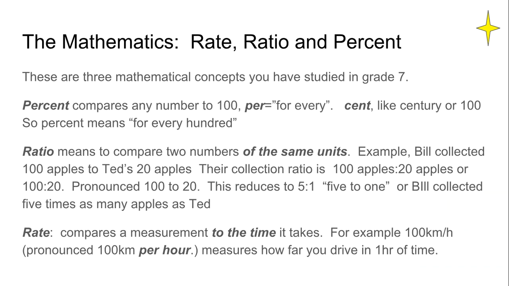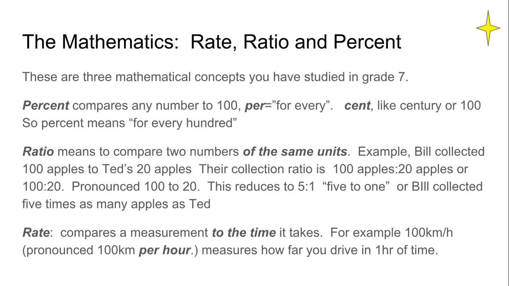Mathematics is taught to you in grade 7 that you're supposed to cover the concepts of rate, ratio, and percent. A percent means you divide any number by 100, like a century, or calling a penny a cent. Ratio means you compare two numbers of the same units.